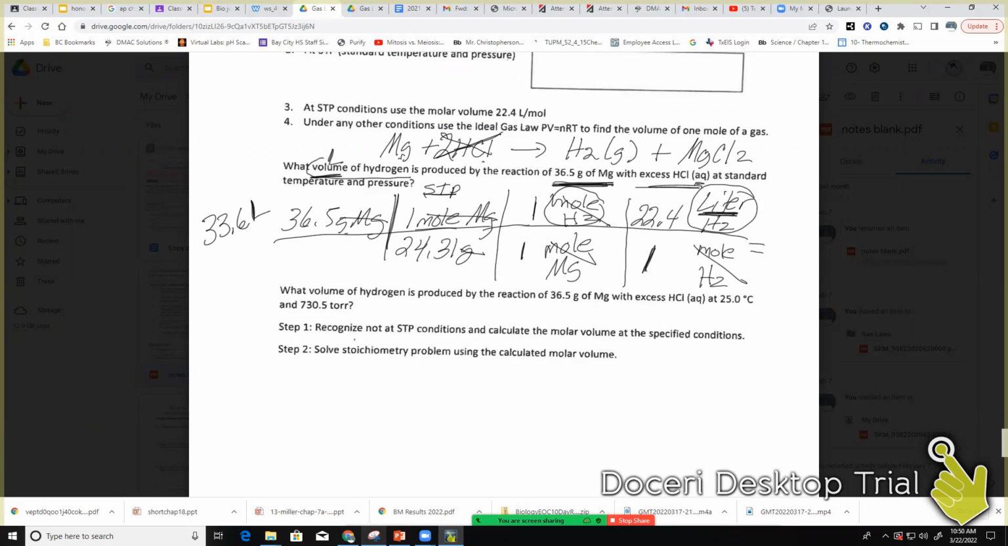Anybody have any questions on that one? All right, so let's look at another one that is not at STP, and you'll see that these usually are a little bit more trouble, a little bit more work. All right, and are we good? I'm going to move this up.